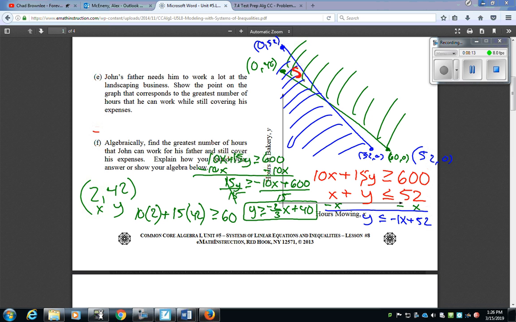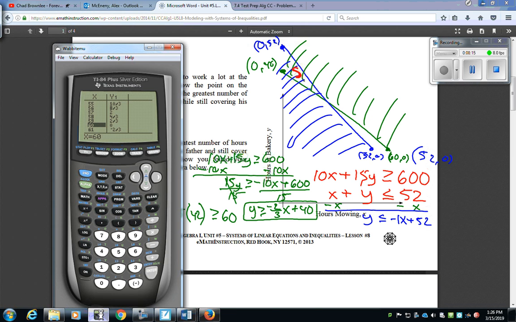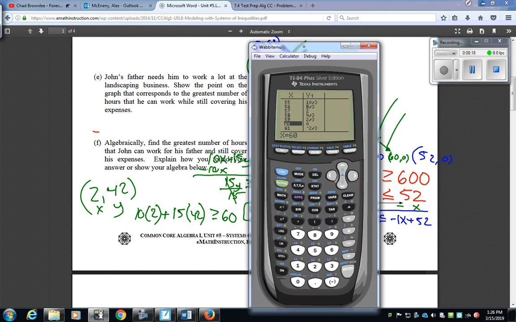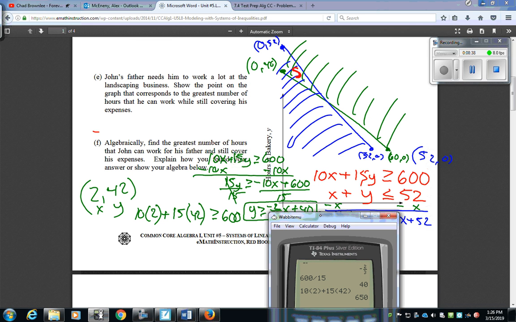And then this part here, if I do the 10 times 2 plus 15 times 42, I have a value of 650, which is greater than 600. So in this case, 2, 42 is a solution which would be contained in that double shaded area where I marked with the red S.